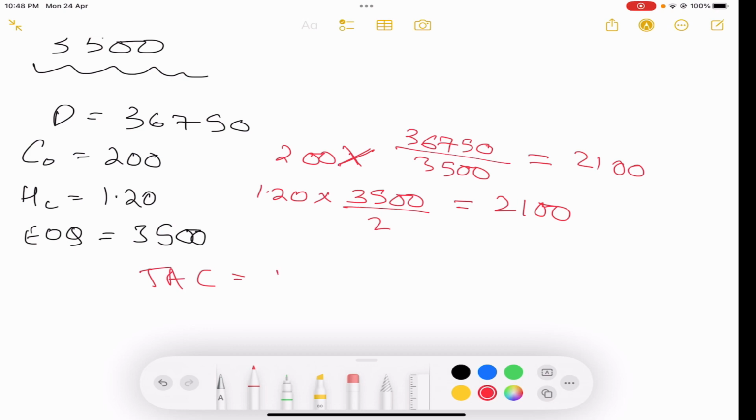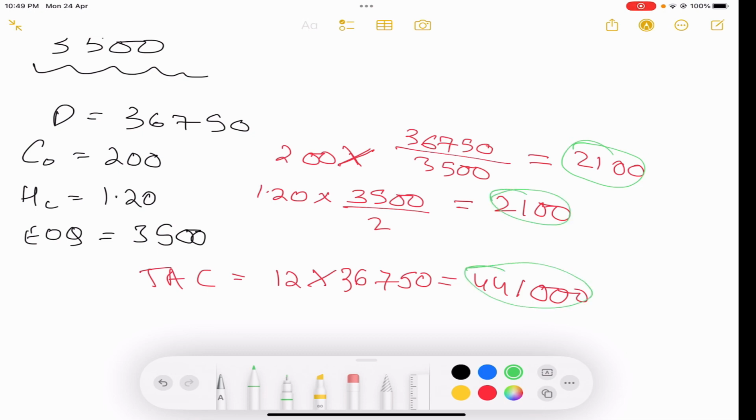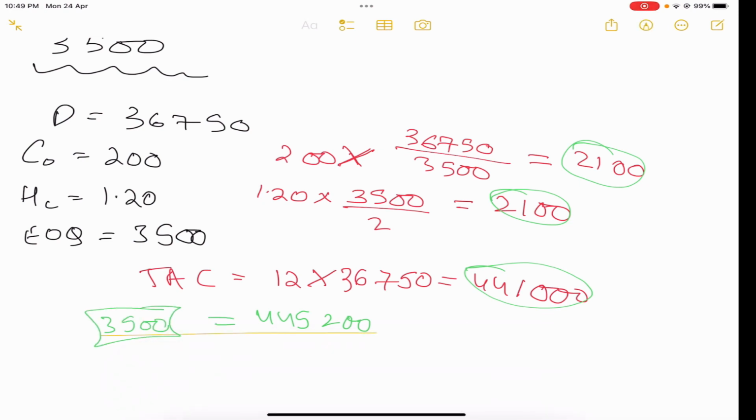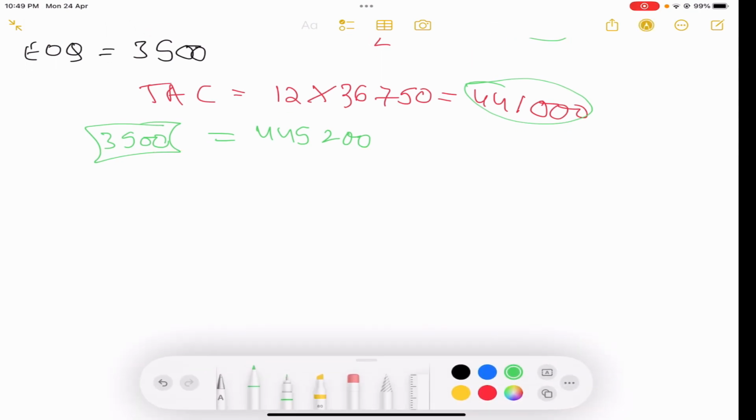Okay, so my total annual cost would be P multiplied by D. And what is P? P is 12, it's given in the question. P multiplied by D would give me 441,000. So my total annual cost is going to be 2,100 plus 2,100 plus 441,000. Let me just add that. 2,100 plus 2,100 plus 441,000 would be 445,200. So for 3,500 barrels, my total annual cost is going to be this much. What was the next case? The next case was 5,000 barrels.